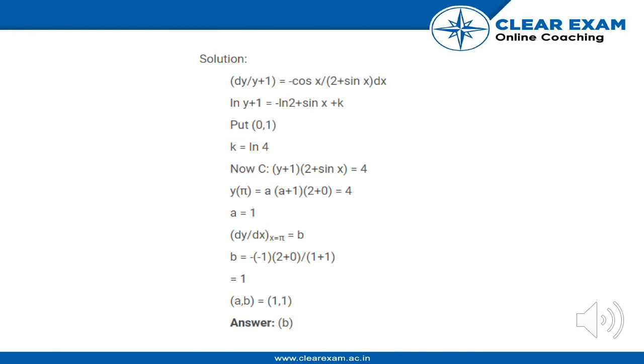Now dy/dx at x = π is b. So b = -(1)(2 + 0)/(1 + 1), which gives us b = 1. So since a = 1 and b = 1, we have (a, b) = (1, 1), and the answer is B, the second option.